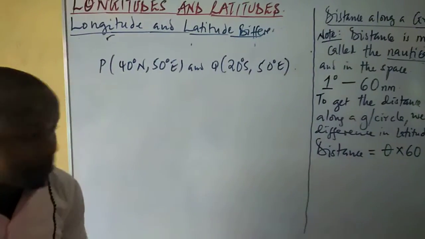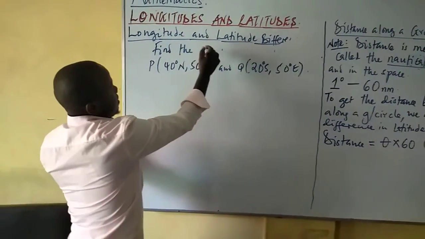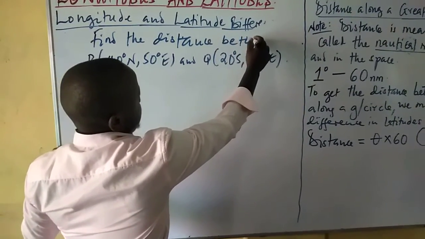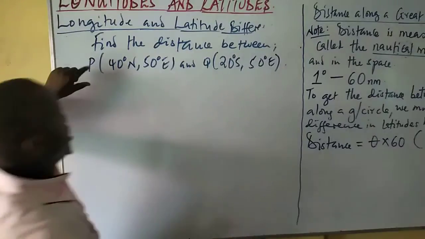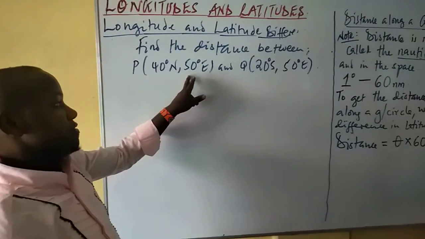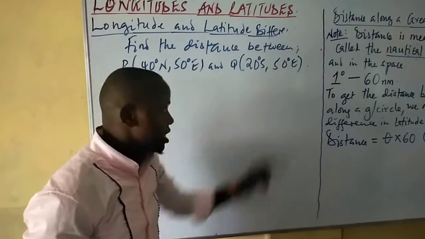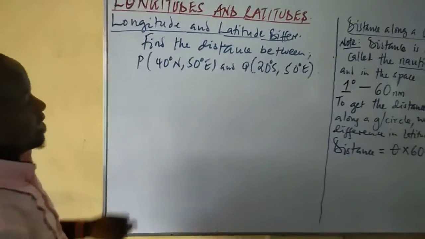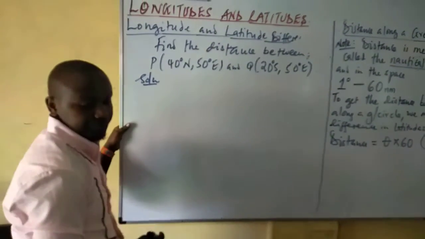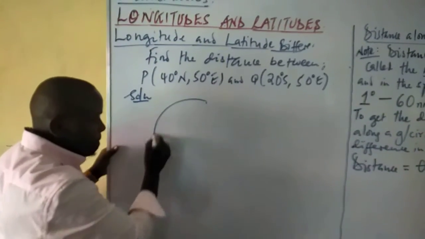Find the distance between P, which is 40 degrees north and 50 degrees east, and Q, which is 20 degrees south and 50 degrees east. This is what we do. Solution. You first of all sketch these places.